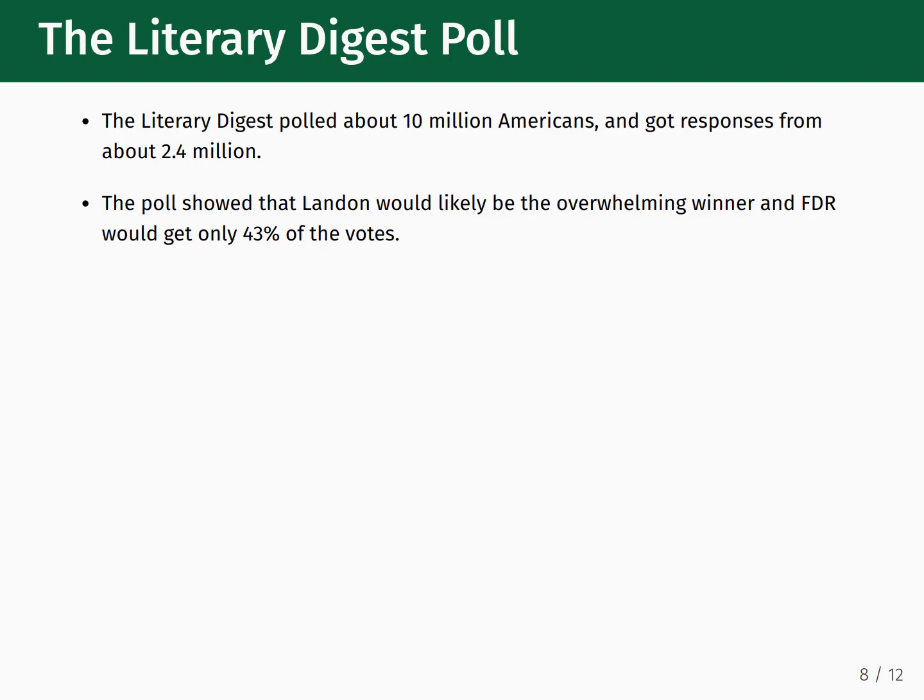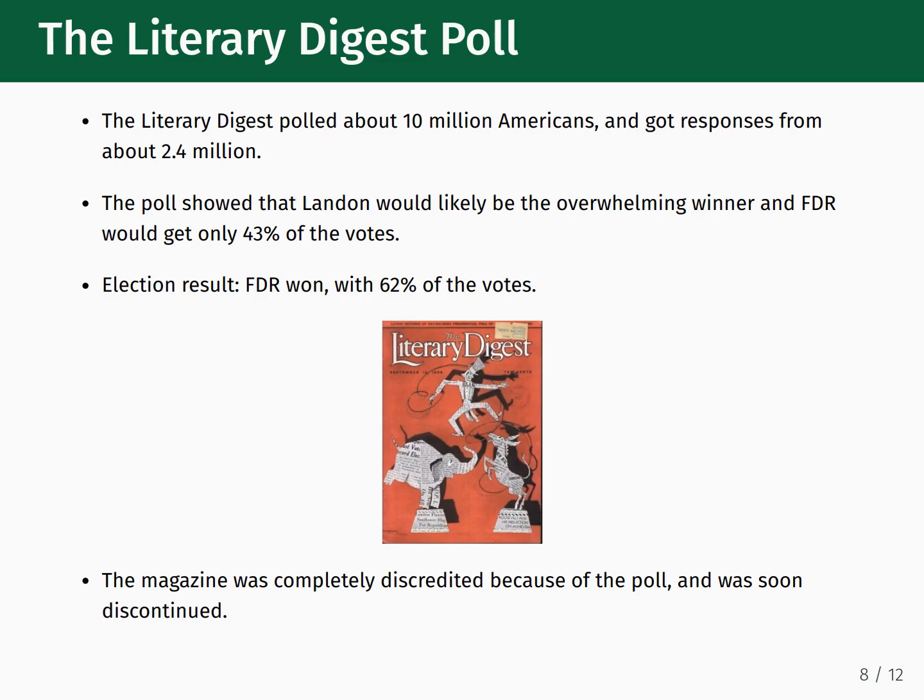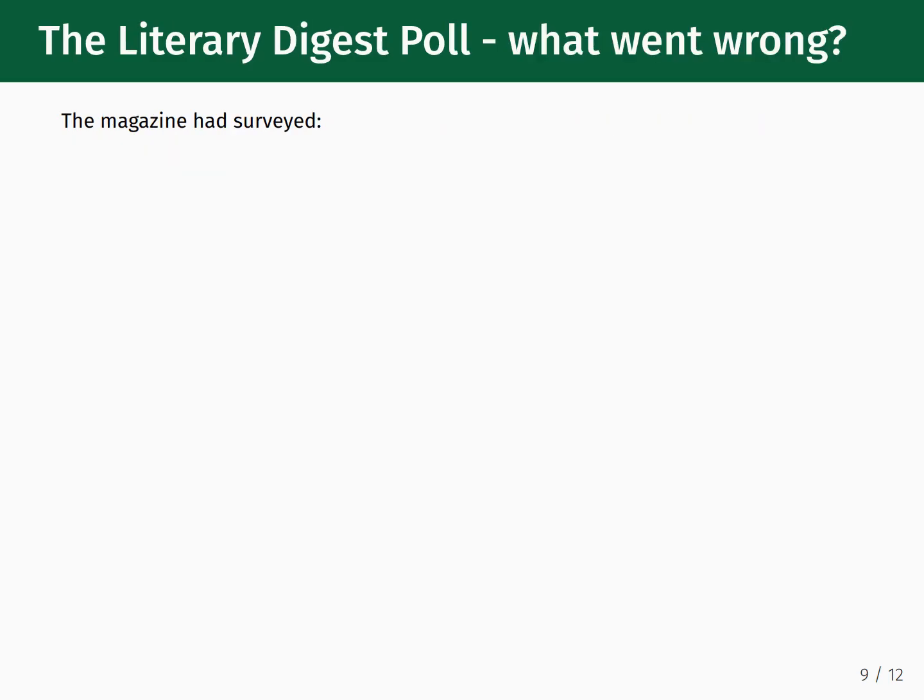Yet, we know that is not how history played out. Instead, the election result was that Franklin Roosevelt won with 62% of the votes. This forecasting error completely discredited the magazine among the general public, and it was soon discontinued as a result. So what went wrong? Why would a dataset containing 2.4 million responses be so biased? It becomes clear when we take a look at how they selected those 10 million Americans for this survey.